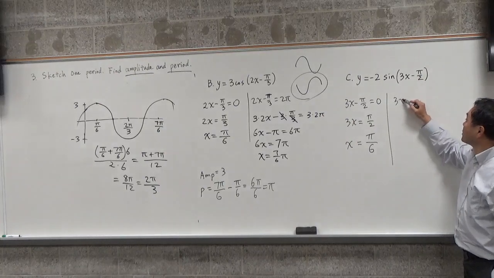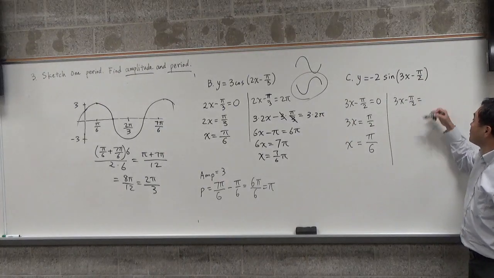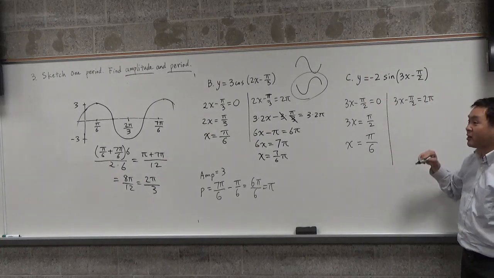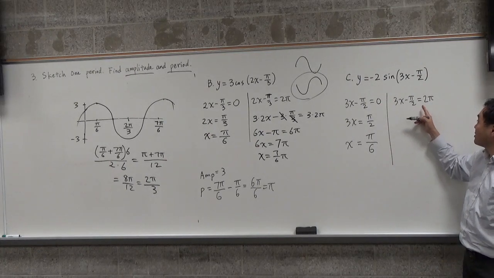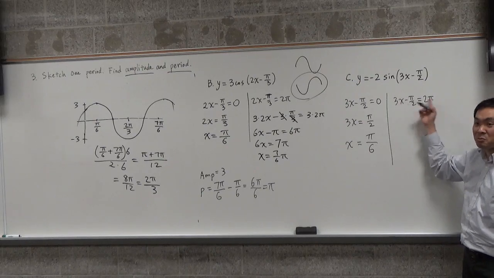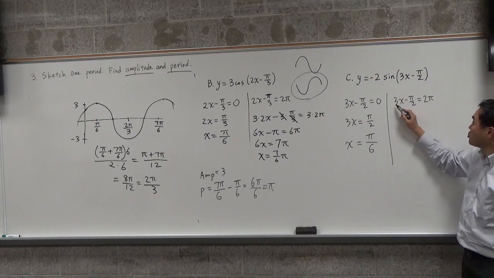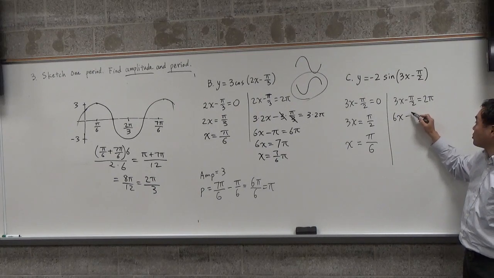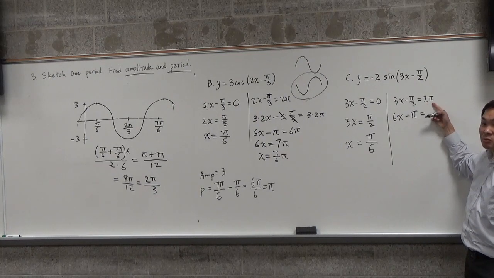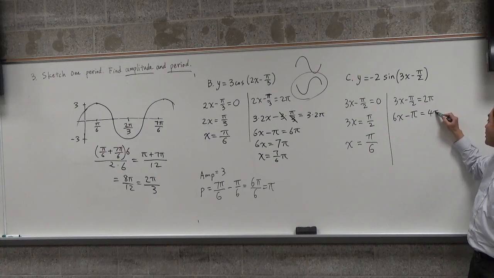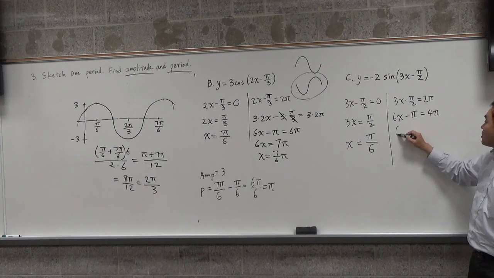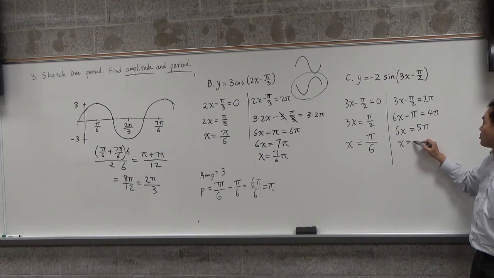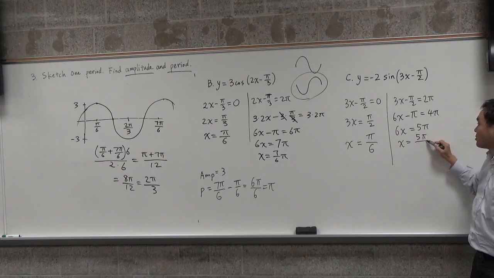And then 3x minus pi over 2 equals 2 pi. Always 0 and 2 pi, okay? And if you have 2 pi, it's better to just multiply everything by 2. 2 times 3 is 6. The 2 will get rid of this denominator 2. And then 2 times 2 pi is 4 pi. Move the pi to the other side, so you get 6x equals 5 pi. And then x is equal to 5 pi over 6.